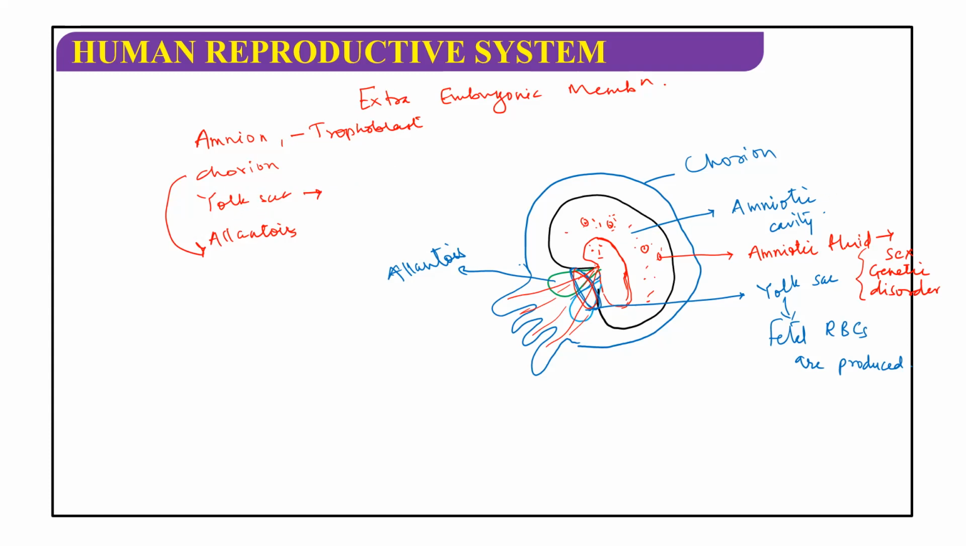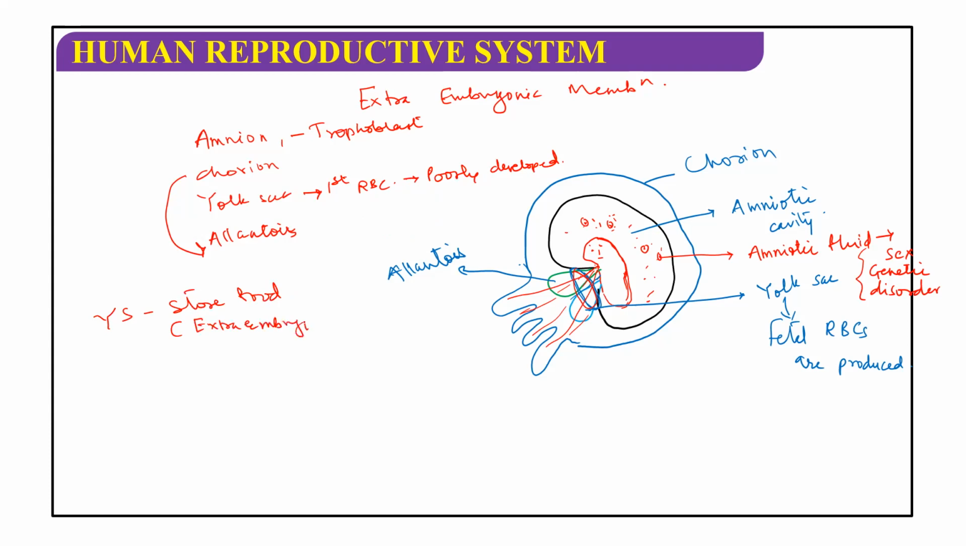Yolk sac, it is the first site where the RBCs are produced. So first site of RBC production from yolk sac. It is very poorly developed in humans. क्यों? क्योंकि अपना प्लेसेंटा है. But it is well developed in birds and reptiles. Okay. Yolk sac is storing the food. It stores the food and hence it is known as extraembryonic gut.